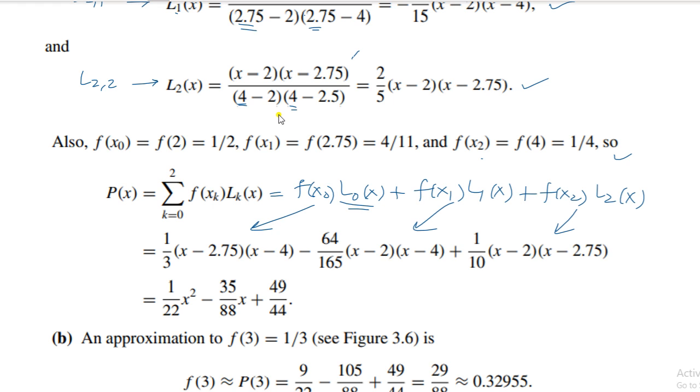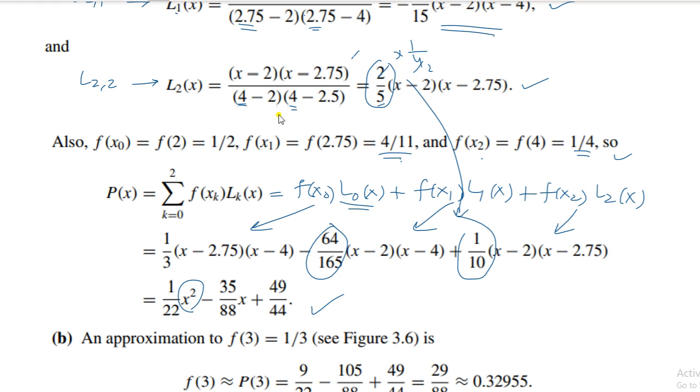Okay, so we put the L0(x) value and f(x) here and here. You see this was 2 over 5, right? But f(4) is 1 over 4. So if you multiply this by 1 over 4, this will become 1 over 10. 2 2s are 4 and 5 2s are 10. That's why you see 10 here. Similarly, f(x1) is 4 by 11. So when 4 by 11 gets multiplied by L1, you will get this. So this is your second degree polynomial, you see x square.